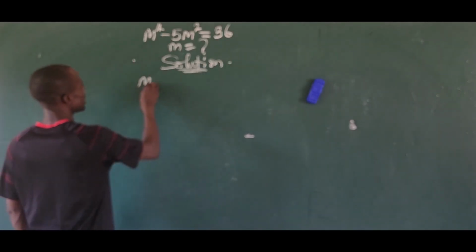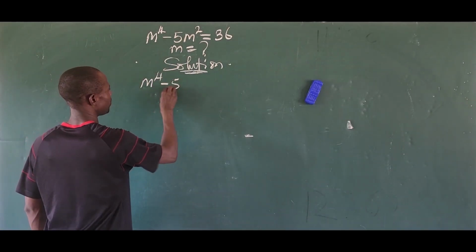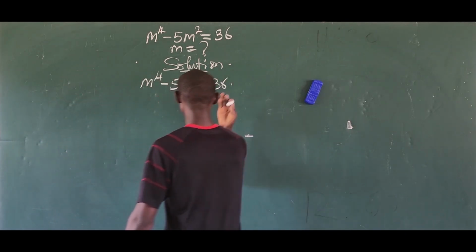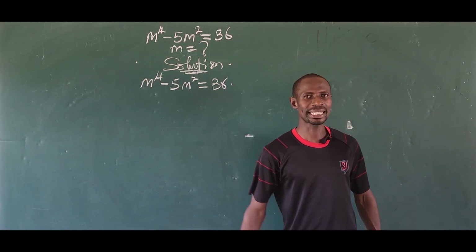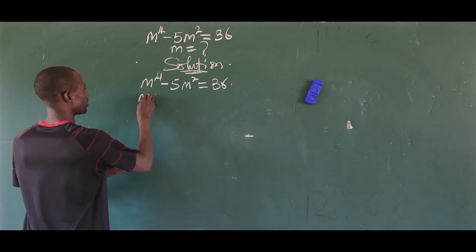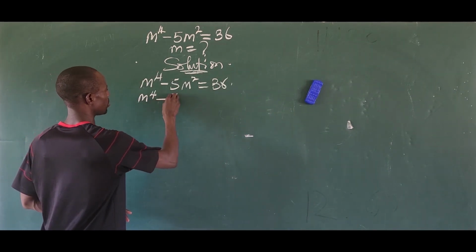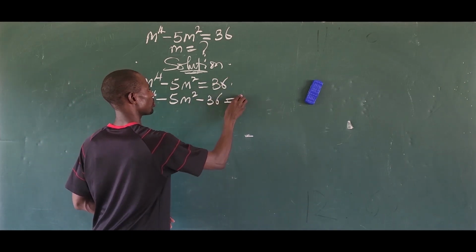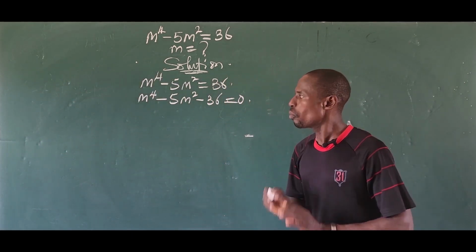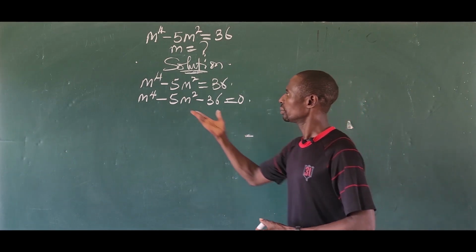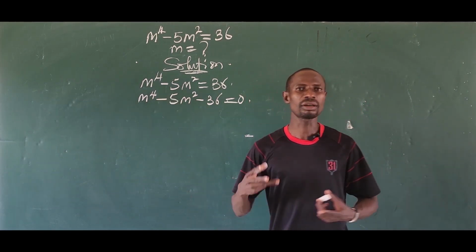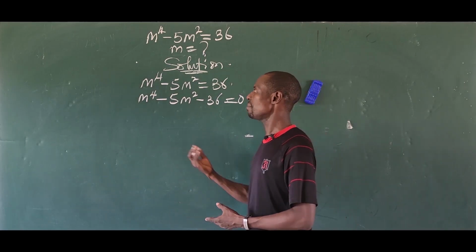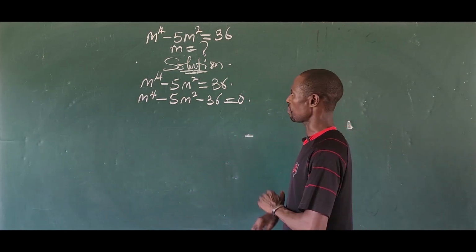Now, the question is m to the power of 4 minus 5 m to the power of 2 equal to 36, right? Good. Move this 36 to the left-hand side of the equation. So this is going to give us m to the power of 4, then minus 5 m to the power of 2 minus 36 equal to 0. Okay. So with this, we just have to rewrite this m to the power of 4. In other words, I want to bring in another alphabet to represent our m to the power of 2 and m to the power of 4.